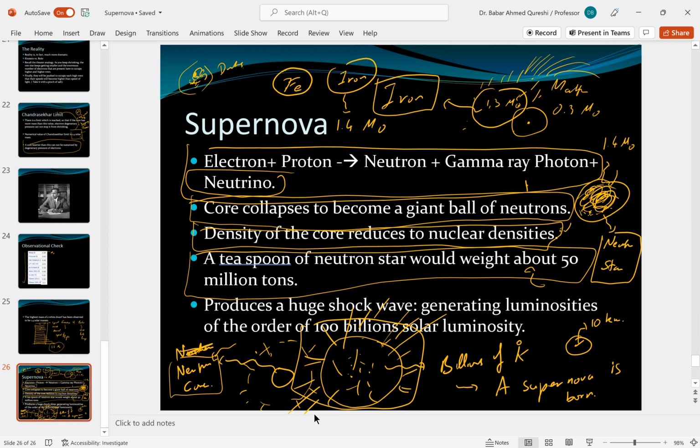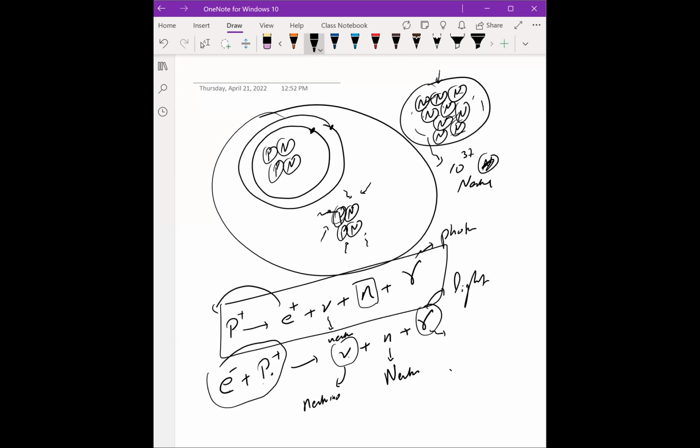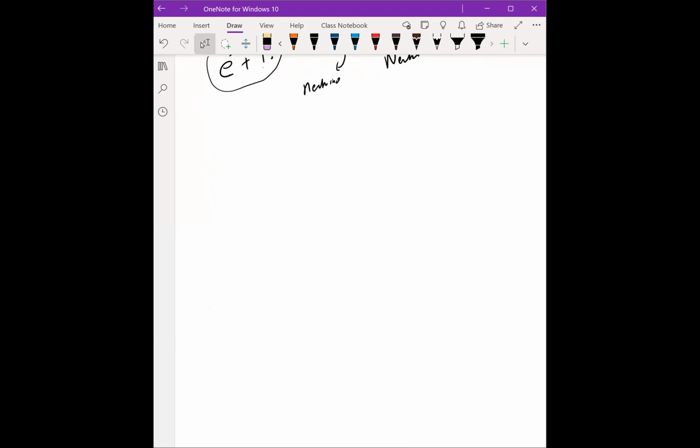We are running out of time. I'll tell you this story. It was in 1987. There was a supernova in our neighboring galaxy. Not in our own, but in our neighboring galaxy, which is our satellite galaxy, the Andromeda.